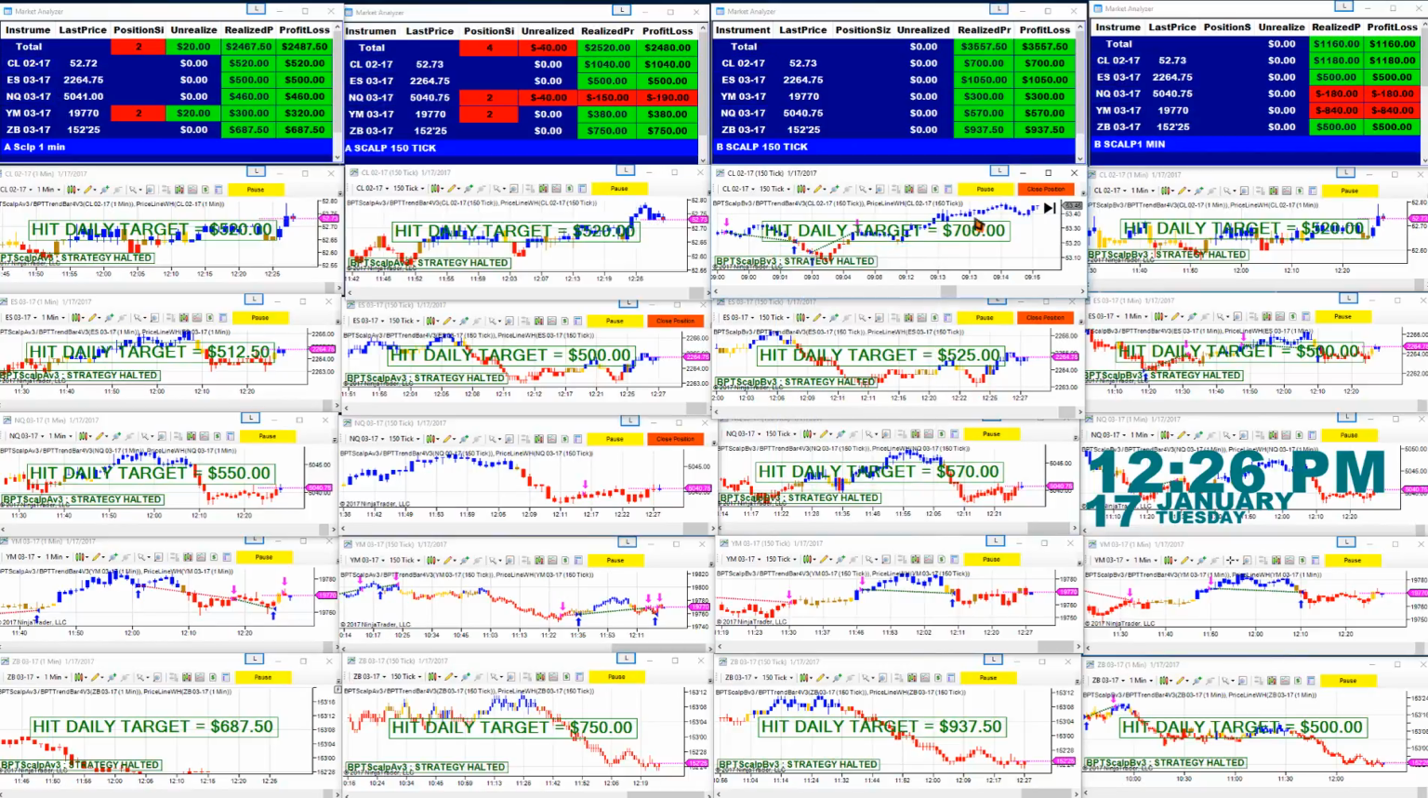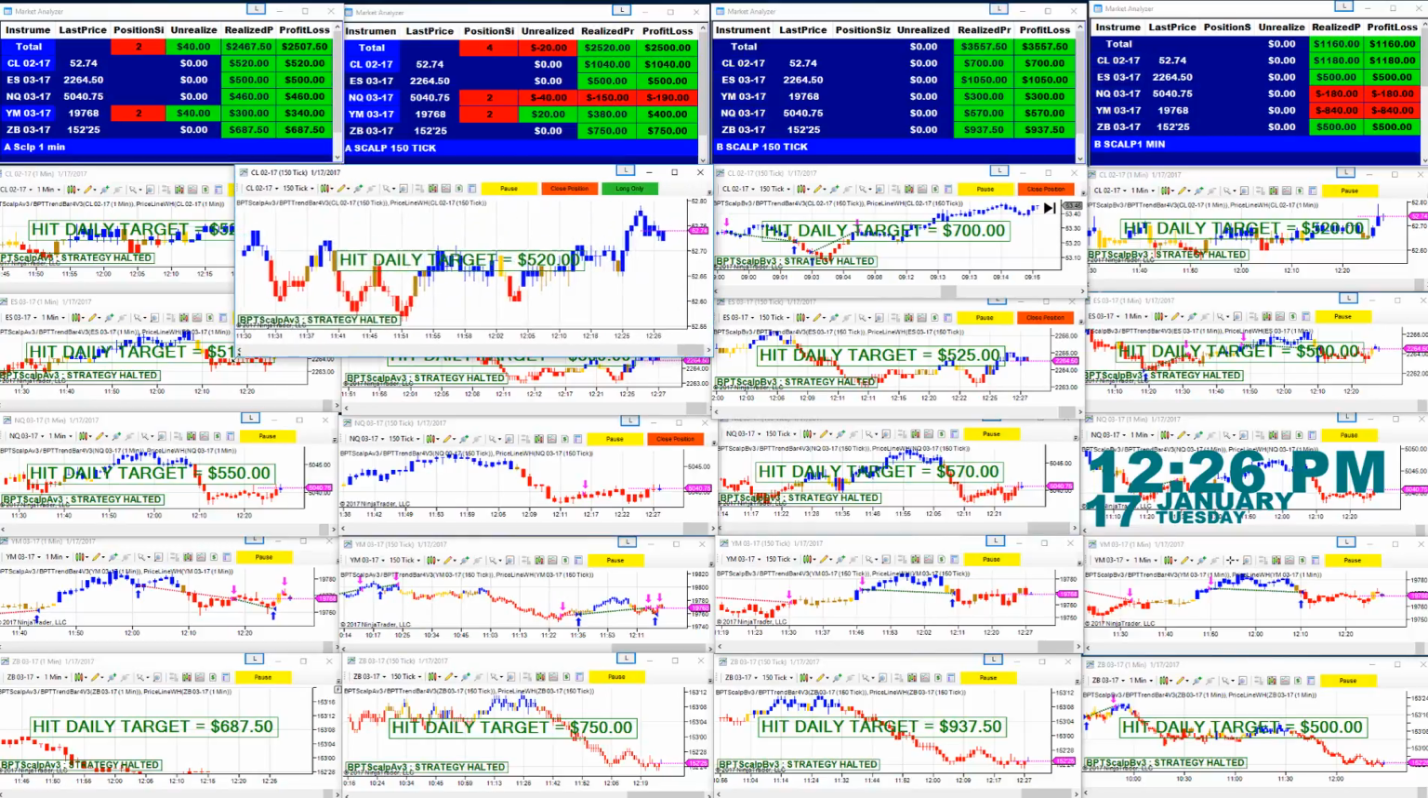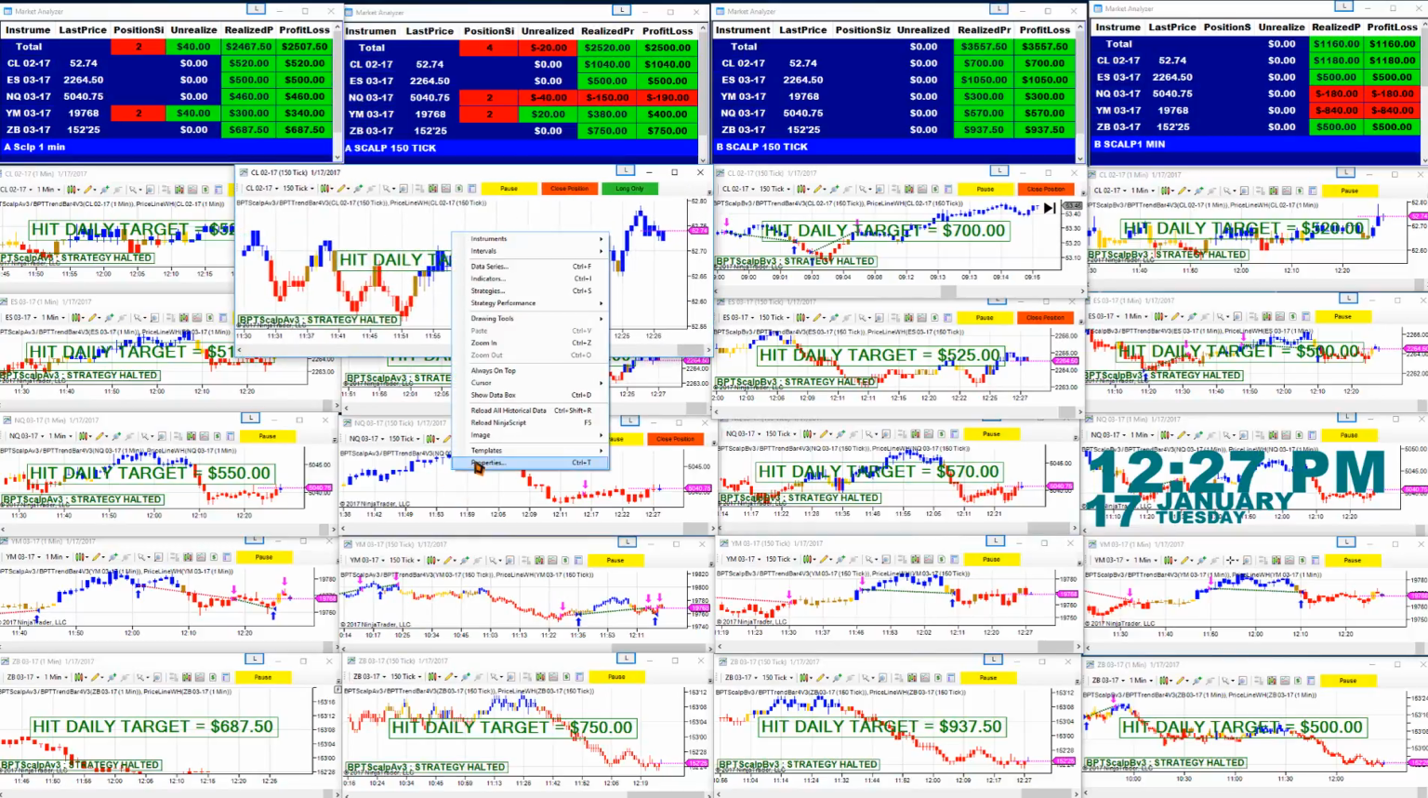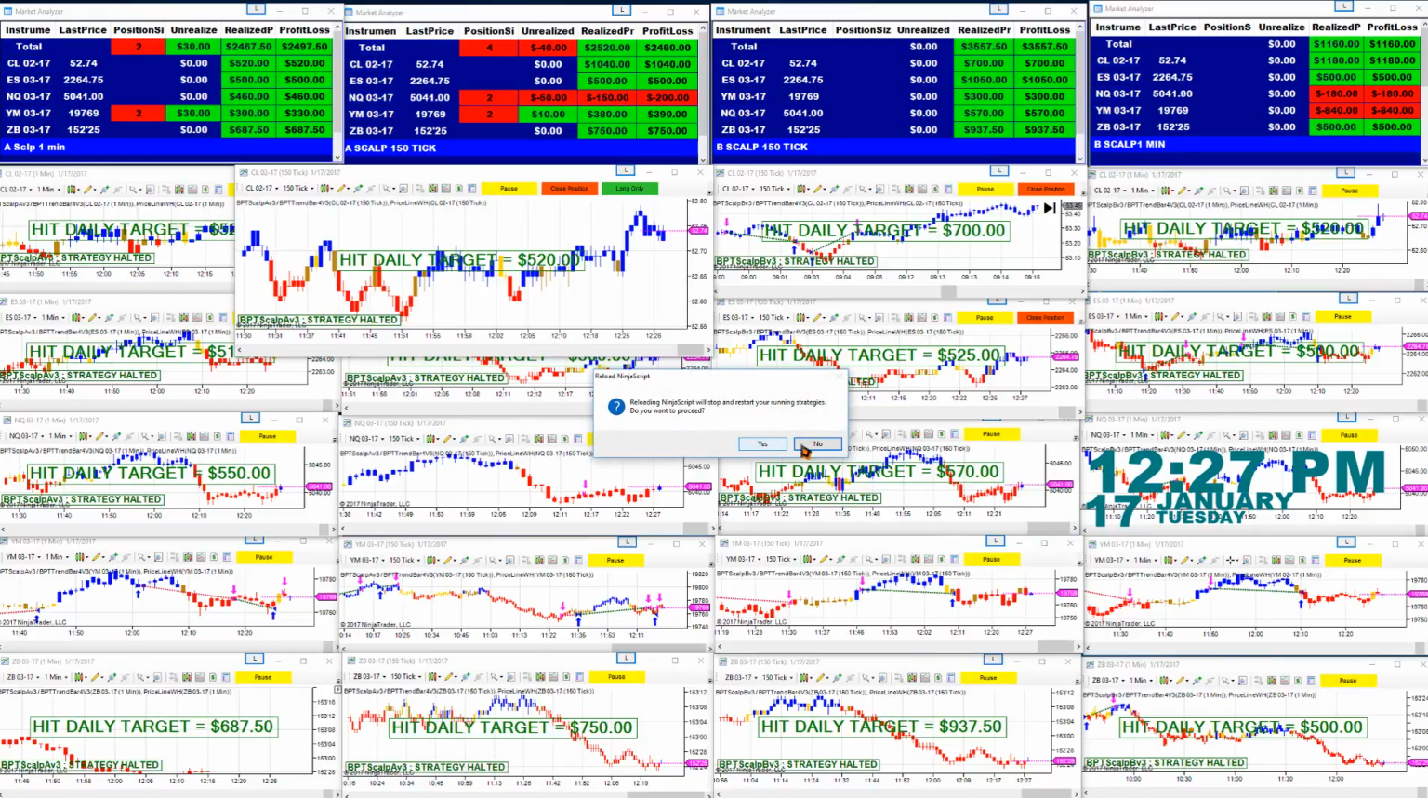What you can do also, you can take those trades in pieces, having a daily target of 1000. As an example, you have made one round, let's say on a 500. What you can do, you can right click and reload the NinjaTrader script, and then once you do that, you will go for another round of 500. And that's what we did on some of them.